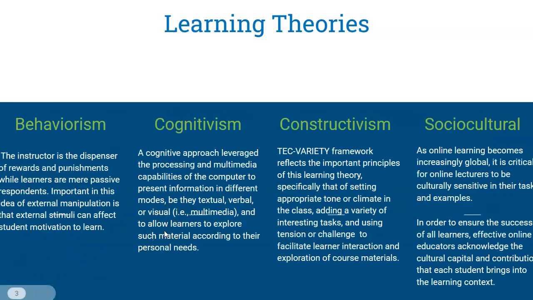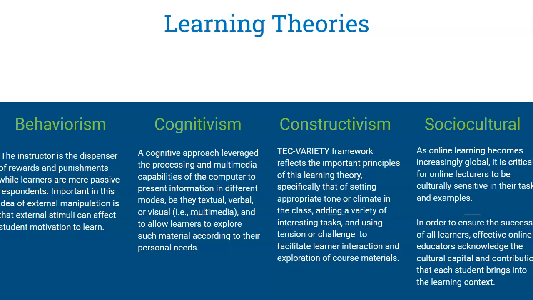The learning theories that were discussed in the TEC Variety Framework information included 4. The first would be behaviorism, second was cognitivism, third was constructivism, and then the fourth was the sociocultural learning theory.